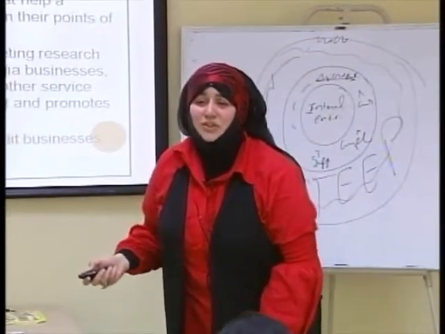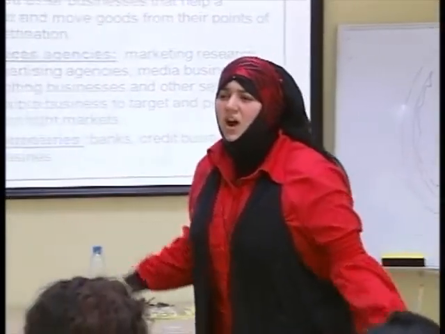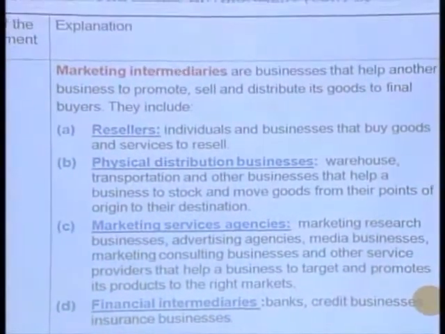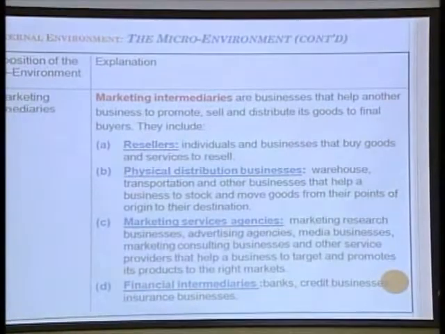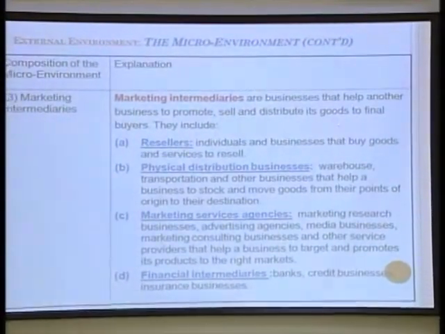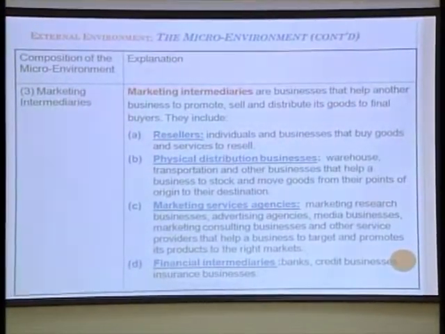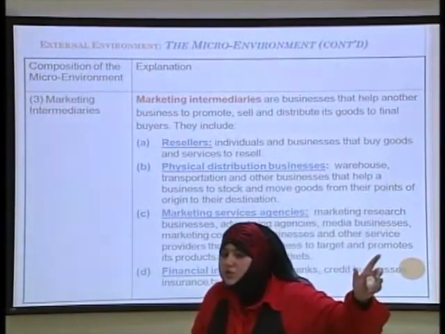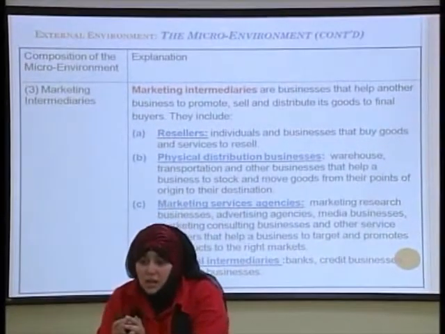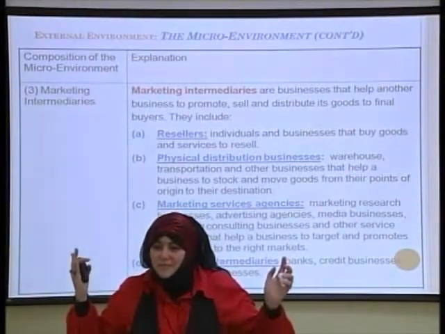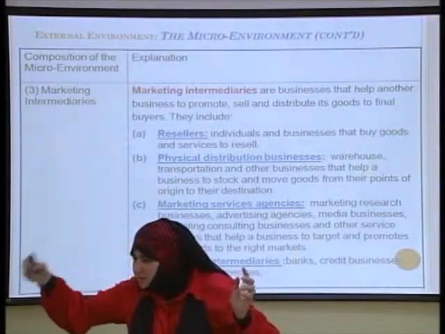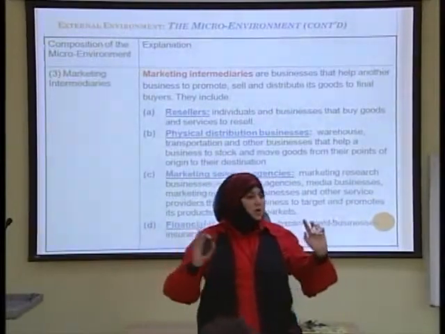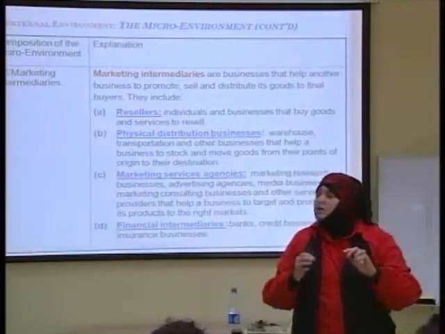Here, about marketing intermediaries. What do you mean by intermediaries? Marketing intermediaries are businesses that help another business to promote, sell, and distribute its goods to final buyers. For example, a manufacturer, wholesaler, retailer, and final consumer. Wholesalers and retailers are intermediaries. Middle people, people in the middle of the distribution channel.